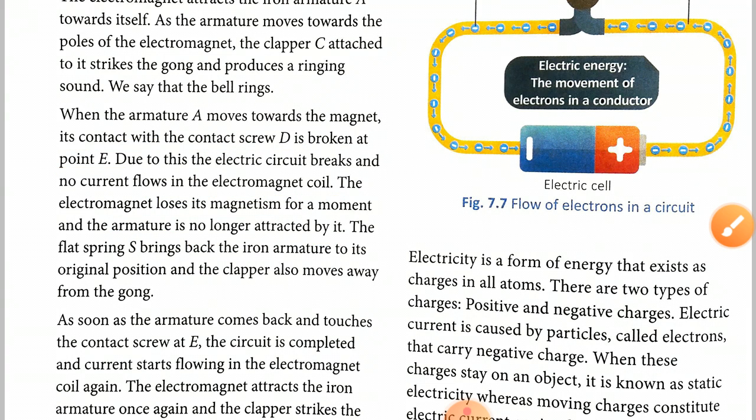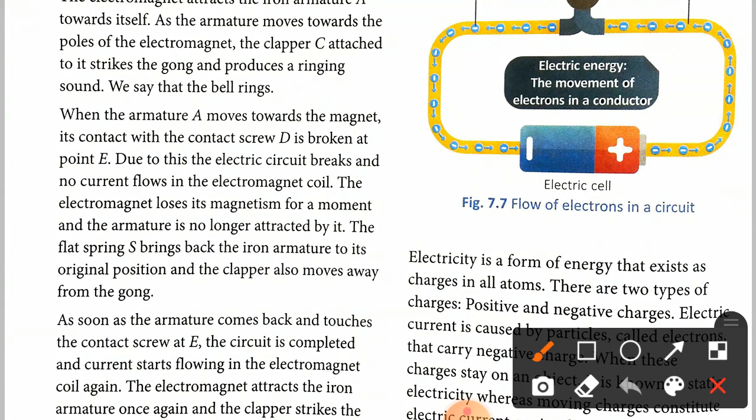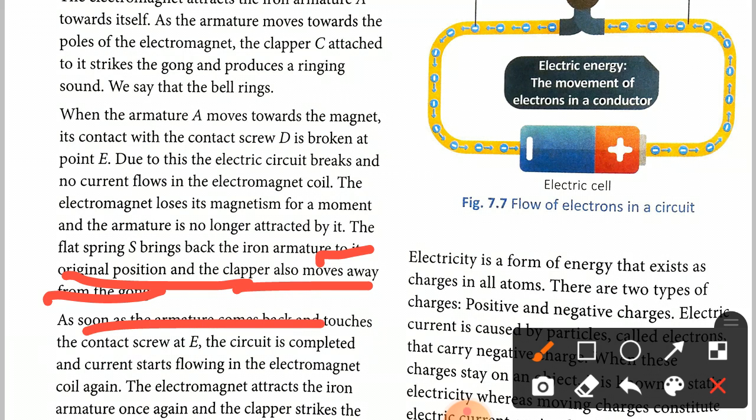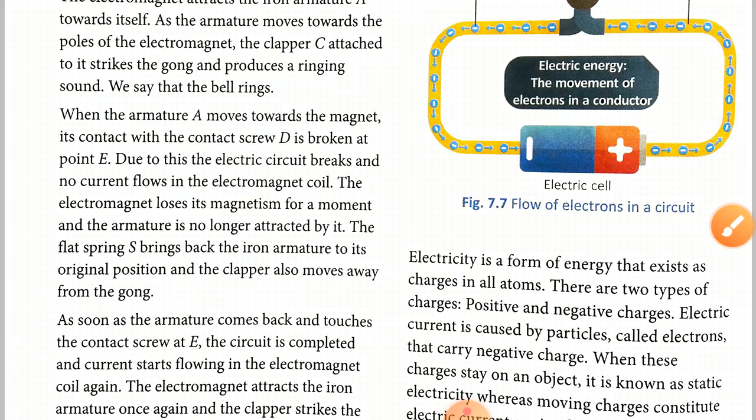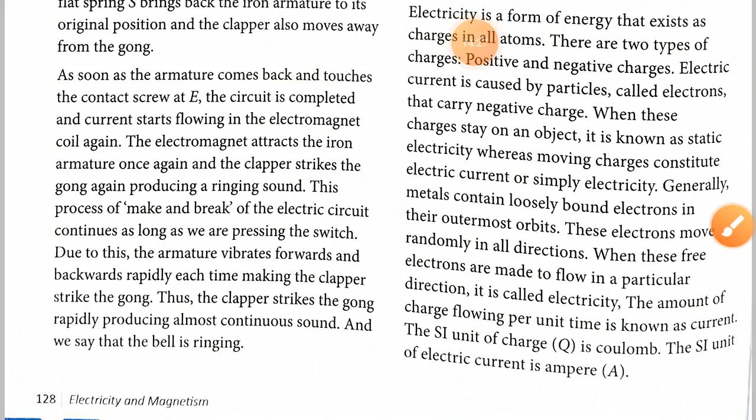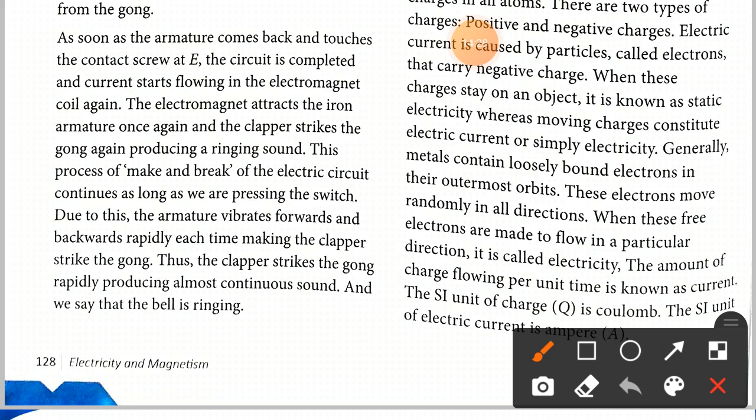The flat spring S brings back the iron armature to its original position and the clapper also moves away from the gong. As soon as the armature comes back and touches the contact screw E, the circuit is completed and the current starts flowing in the electromagnet coil again. So the electromagnet attracts the iron armature once again and the clapper strikes the gong again, producing a ringing sound.